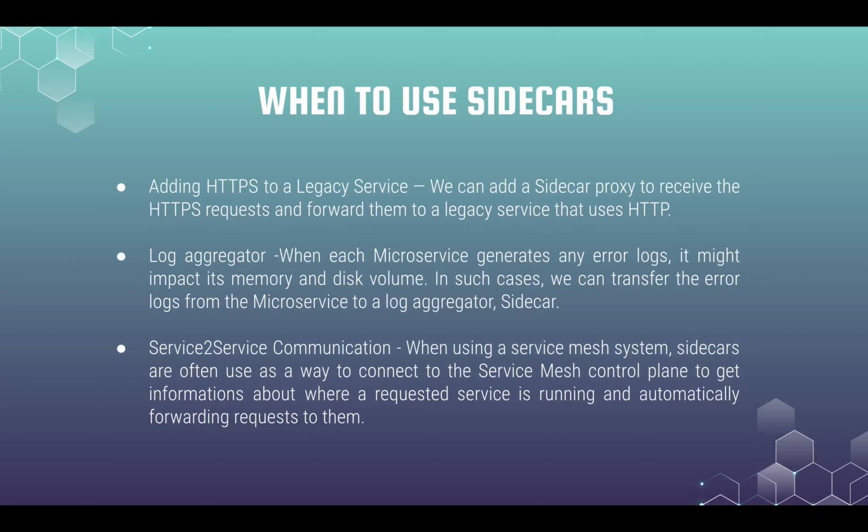Also, for adding HTTPS to a legacy service, we can add a sidecar proxy to receive the HTTPS requests and forward them to a legacy service that uses HTTP. So the sidecar pattern is also very useful when you are migrating your application from something like a monolith or a legacy system to something like microservices, right?